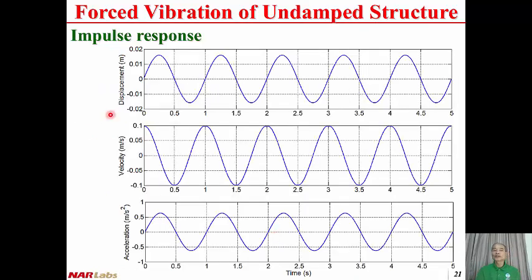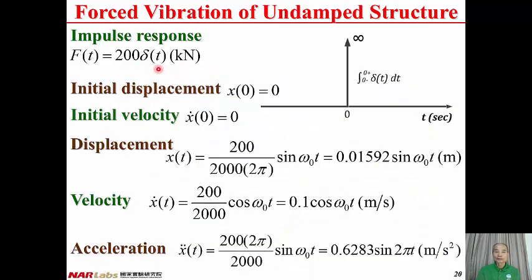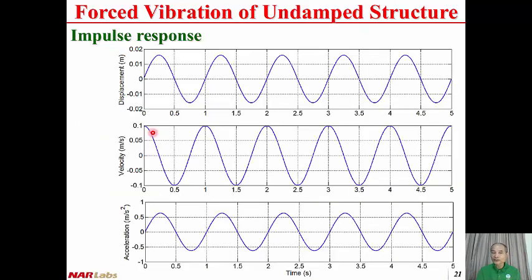And here are the 3 plots of displacement, velocity, and acceleration. First of all, we check the initial displacement, 0. And the initial velocity is about 0.1 meter per second. Because the force is an impulse force, therefore the initial velocity a little bit larger than 0 is non-zero.